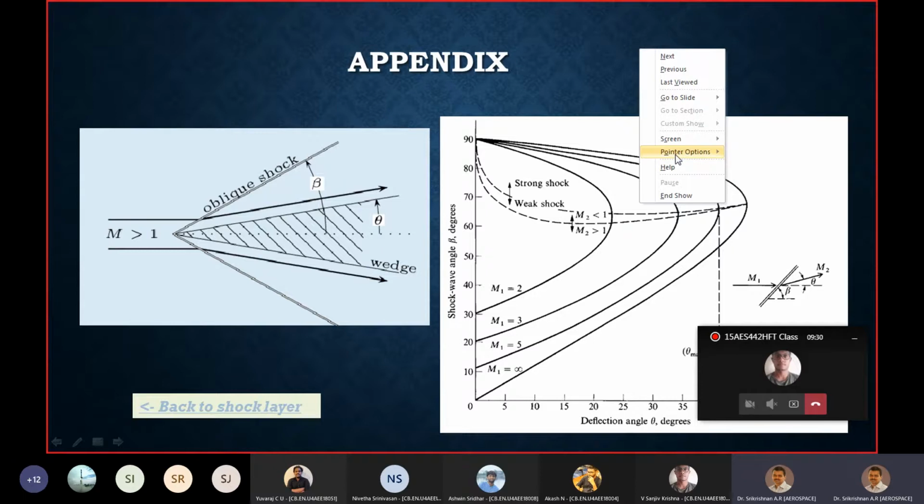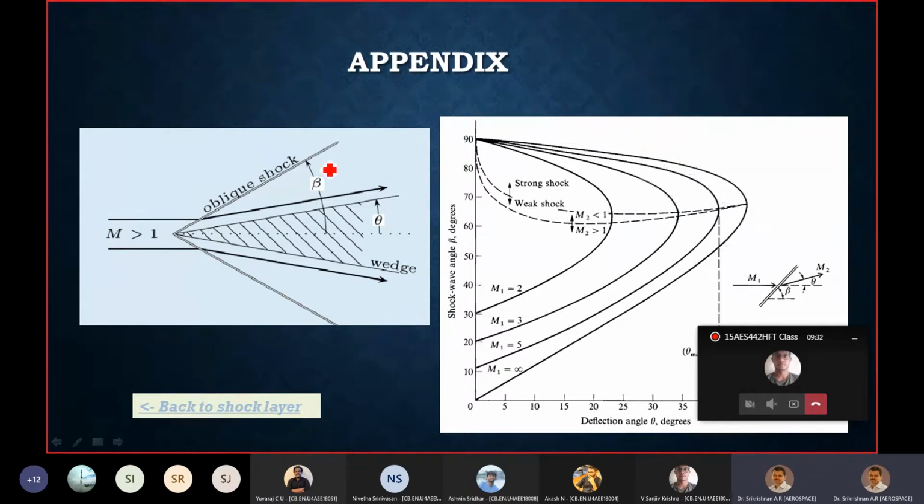So in this schematic, this is beta. You have the oblique shock, you have the surface. The angle between the mainstream direction and the oblique shock is what we call beta, whereas the angle between the mainstream direction and the surface is what we call theta.